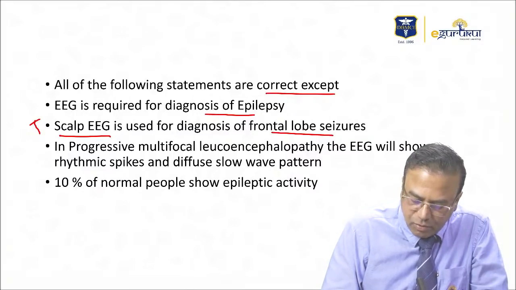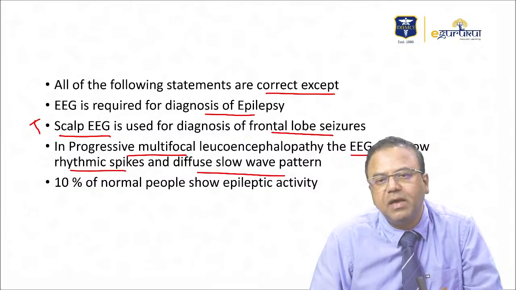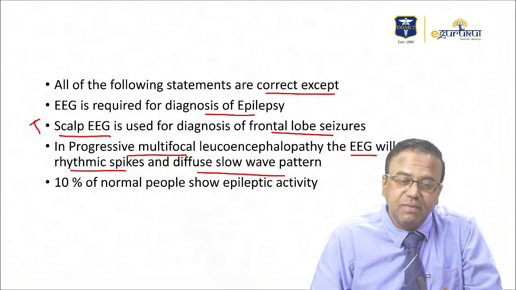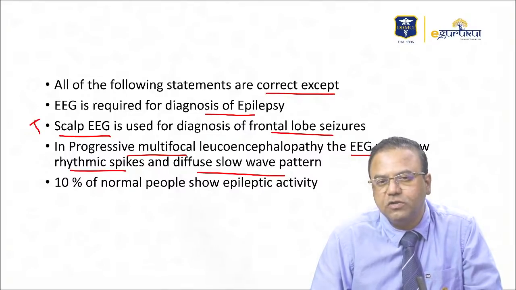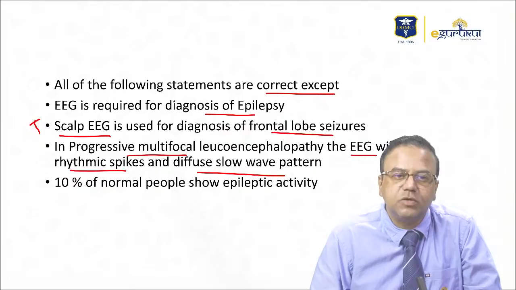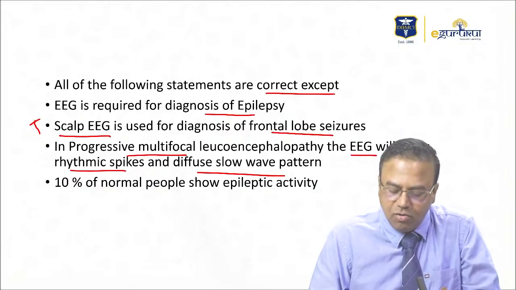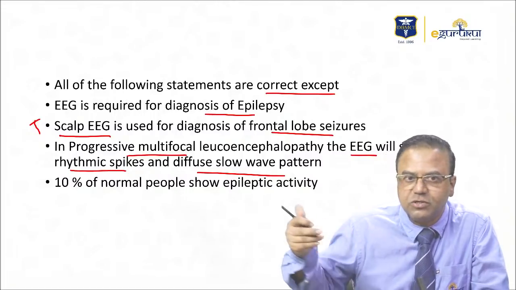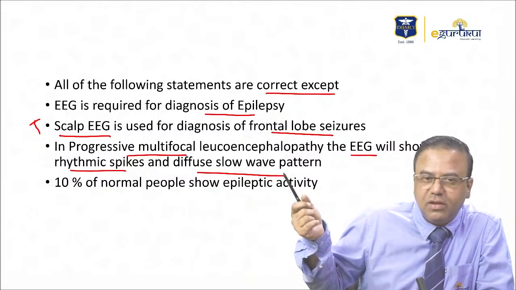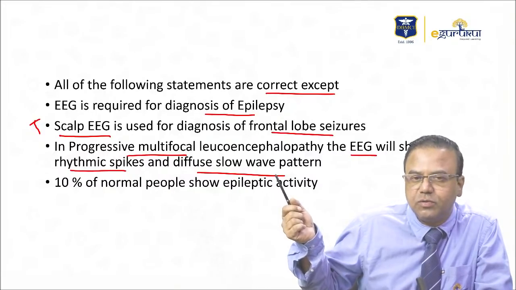In patients with progressive multifocal leukoencephalopathy, the EEG will show rhythmic spikes and diffuse slowing. Actually, in patients with PML, this diffuse demyelination of the brain will cause diffuse slowing. Slow waves are what you're supposed to get. Delta and theta activity is what you're supposed to get in PML. Now, 20% of PML patients can come with seizures, so some residual spikes are possible. So rhythmic spikes or diffuse slowing is possible. But the classical thing is mainly just a diffuse slow pattern. That's what you're supposed to get.